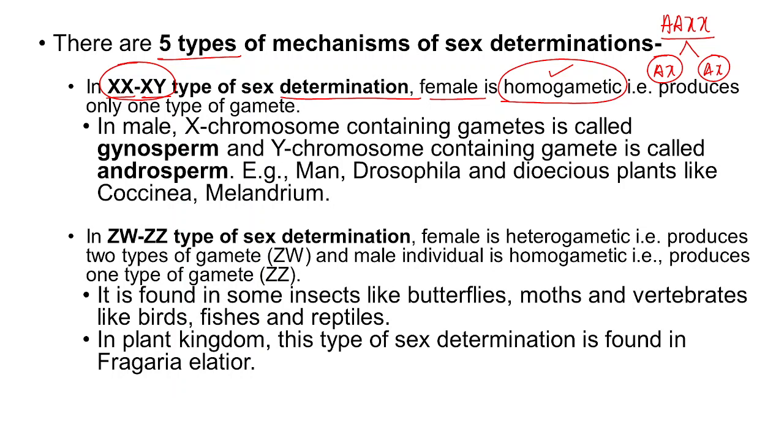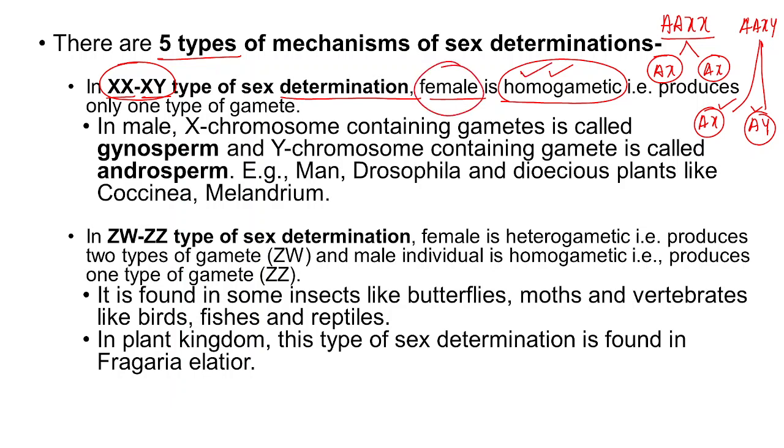And what about the male? The male will have autosomes along with X and Y. They will produce autosome plus X and autosome plus Y. So these two are different here, AX and AY. That is why the males are called heterogametic, but the female is called homogametic.